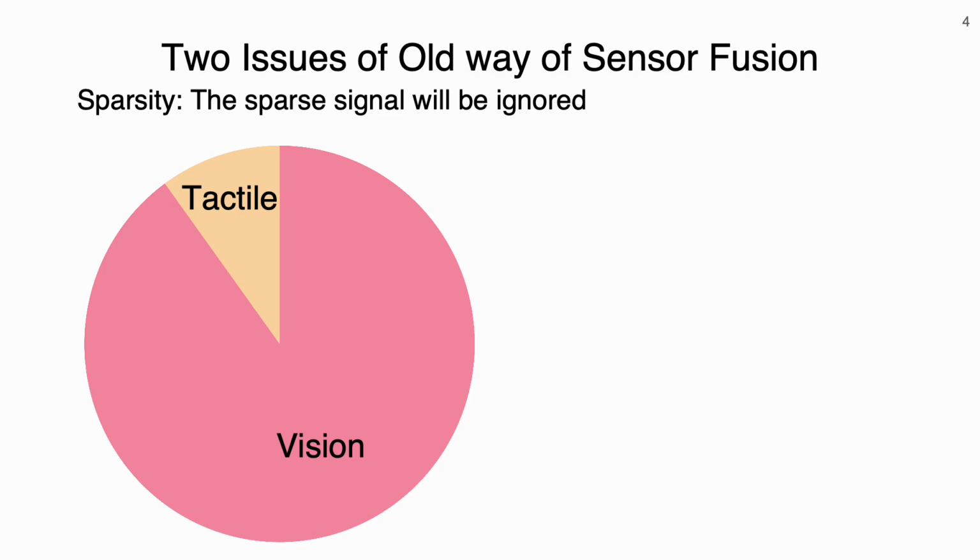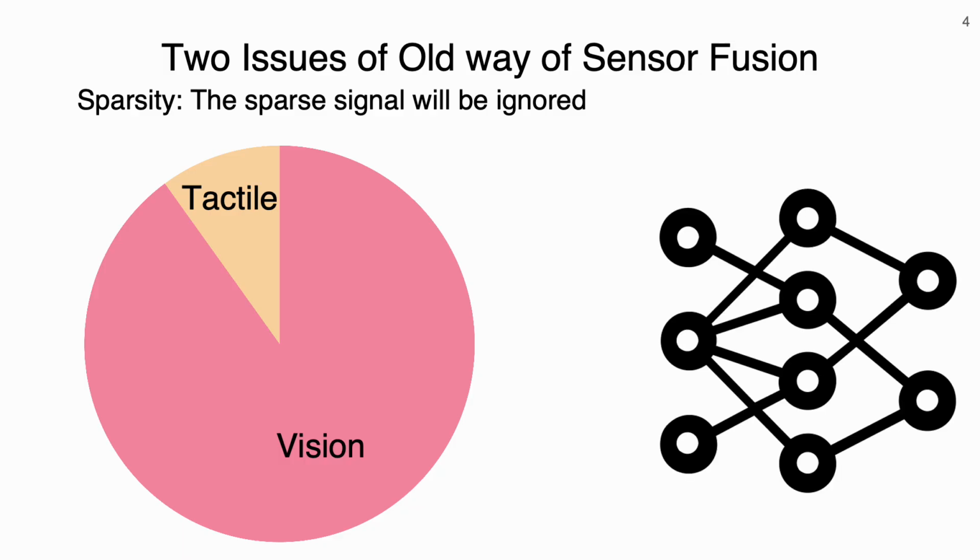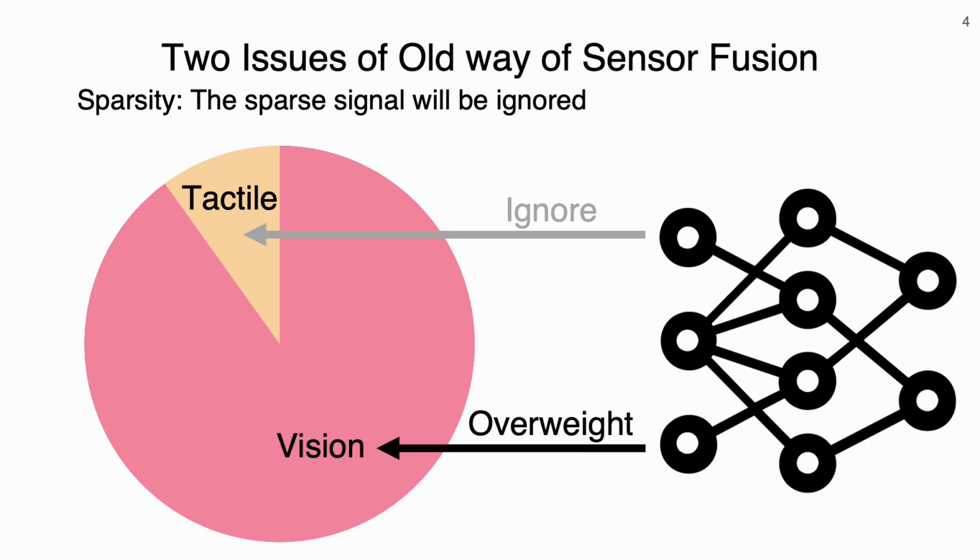There are two major issues with this traditional fusion approach. The first issue is sparsity. Imagine we have 100 demonstrations, but only a few frames, say 5 frames, actually contain useful tactile data. Since the baseline method trains all modalities jointly, the dense visual data dominates the learning process and the sparse tactile signal gets overwhelmed. As a result, the model tends to ignore the tactile input even though it could provide critical contact information for precise manipulation.